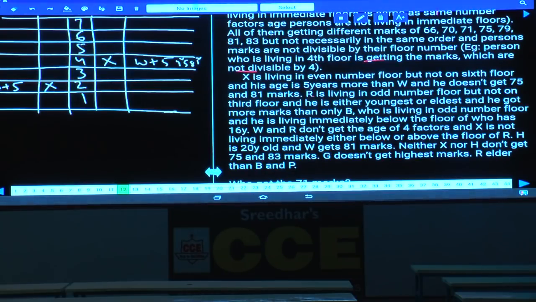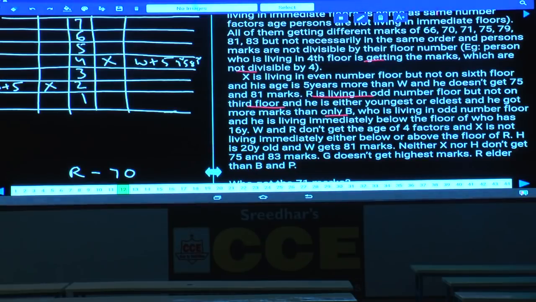Next one. R is living in an odd number floor but not on the 3rd floor, and is either the youngest or the eldest, and he got more marks than only B. Now how many marks did R get? R got more marks than only B, so the second least. What is the second least among the marks here? 66, 70, 71 and so on. This R must get 70 marks.